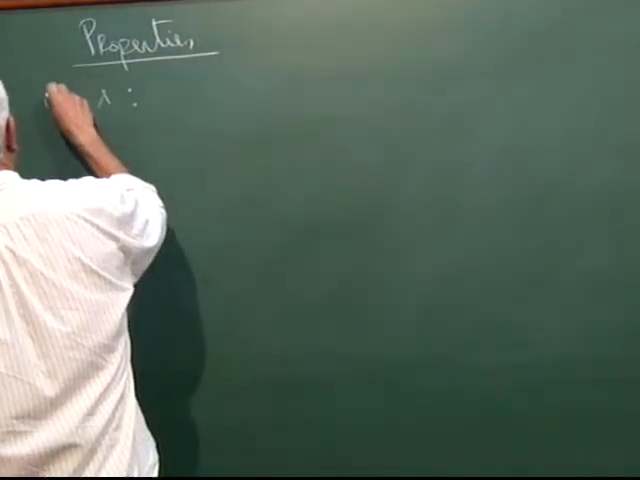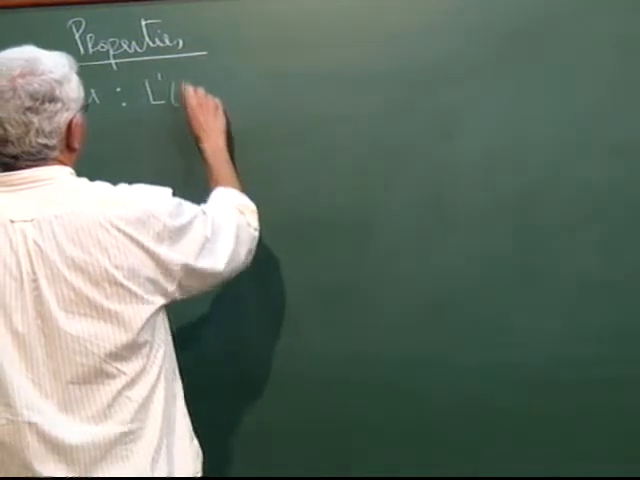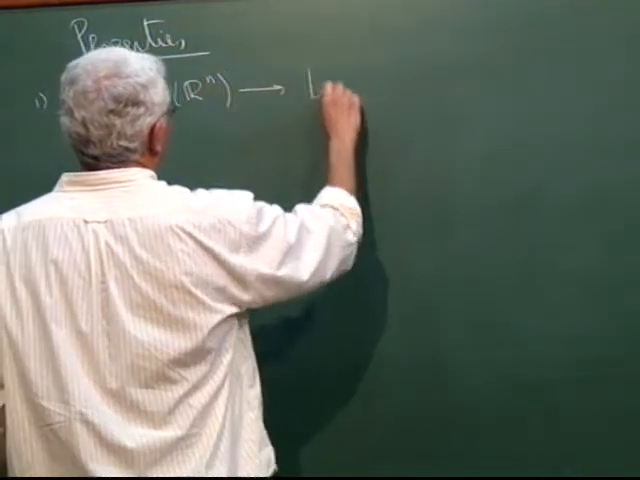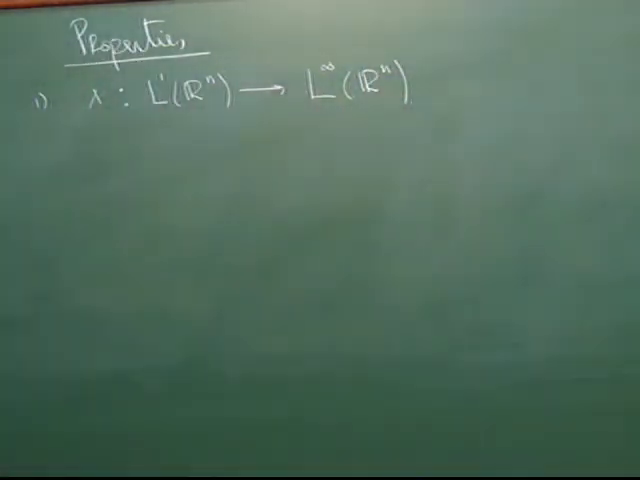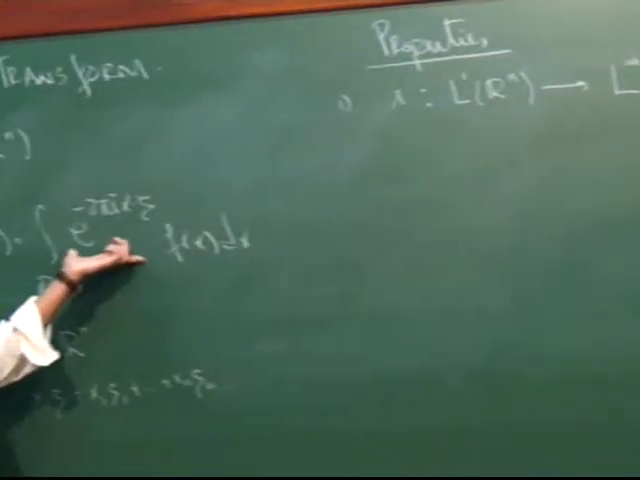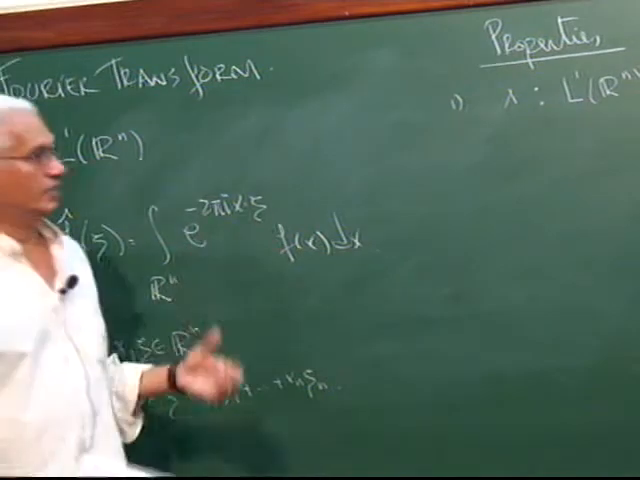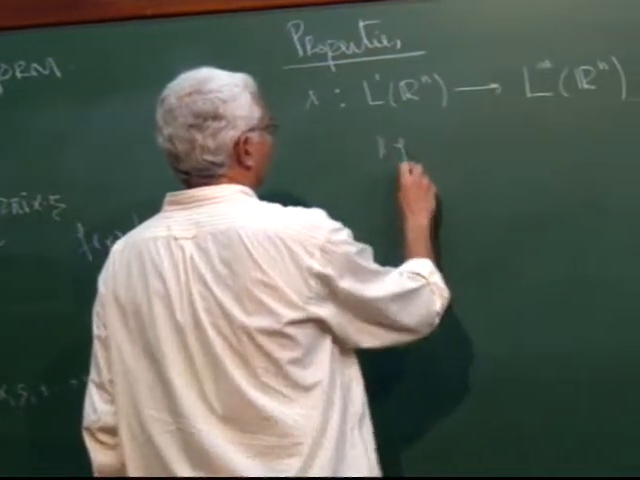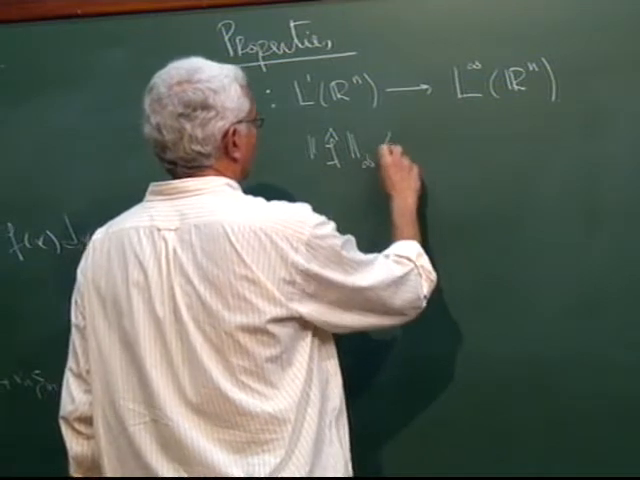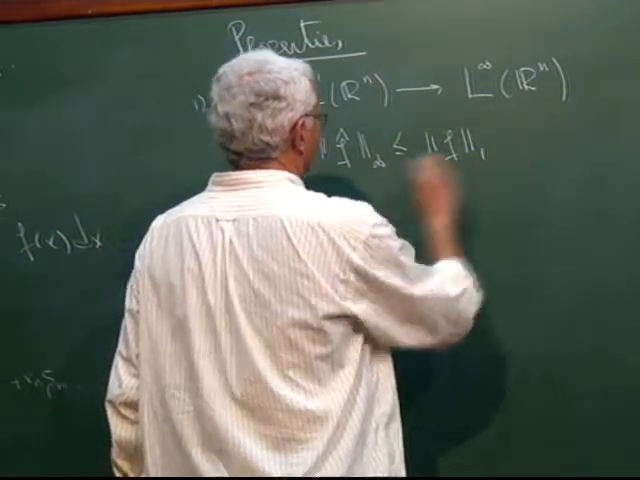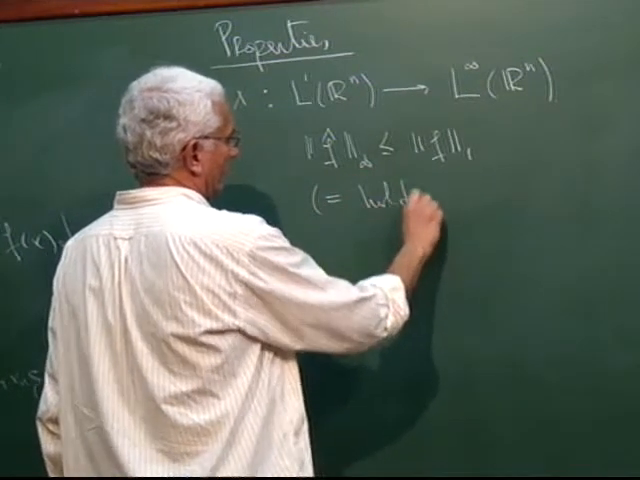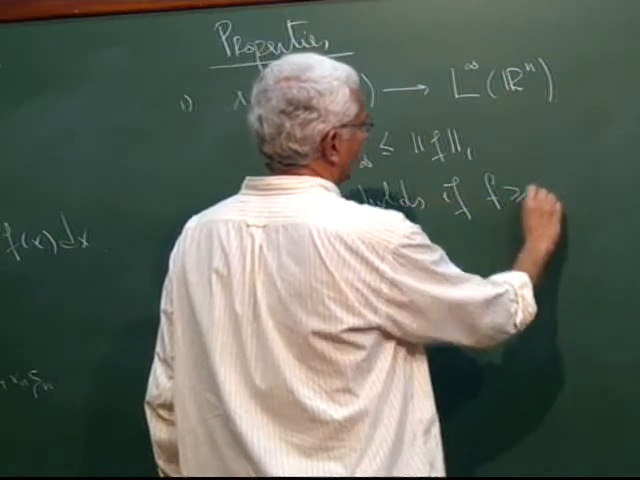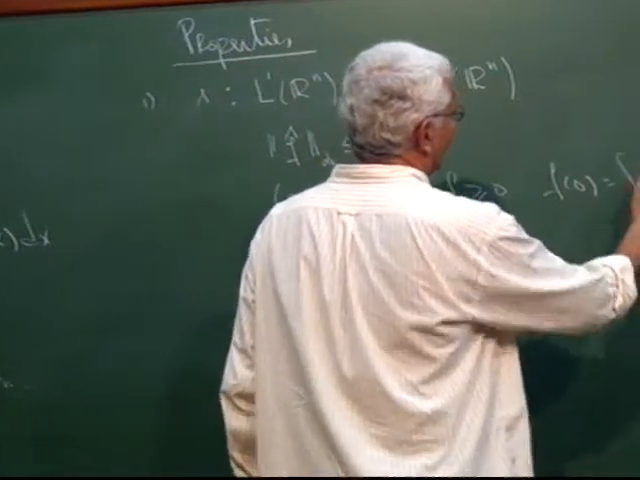As a map, you take functions that are in L1 into functions that are in L infinity, right? You take absolute value here. This is bounded if you put absolute value inside. This quantity has absolute value 1, then you have that. And the equality holds if f is positive, because then you have f hat of 0 is equal to this.